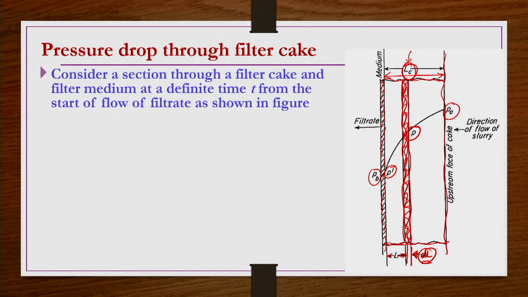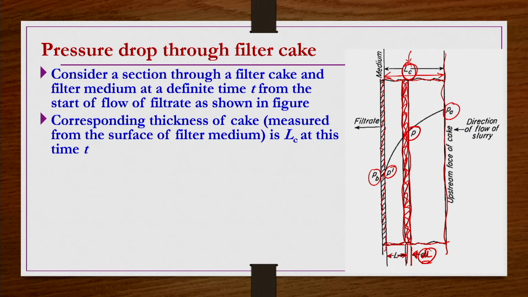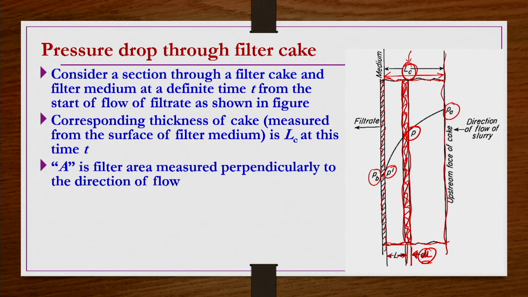Consider a section through a filter cake and filter medium at a definite time t from the start of flow of filtrate, as shown in the figure. The corresponding thickness of the cake, measured from the surface of the filter medium, is Lc at this time t. This is at a particular time t, whatever the picture shows. A is the filter area measured perpendicular, normal to the direction of flow, that is, the area of the filter medium exposed for the filtration process.